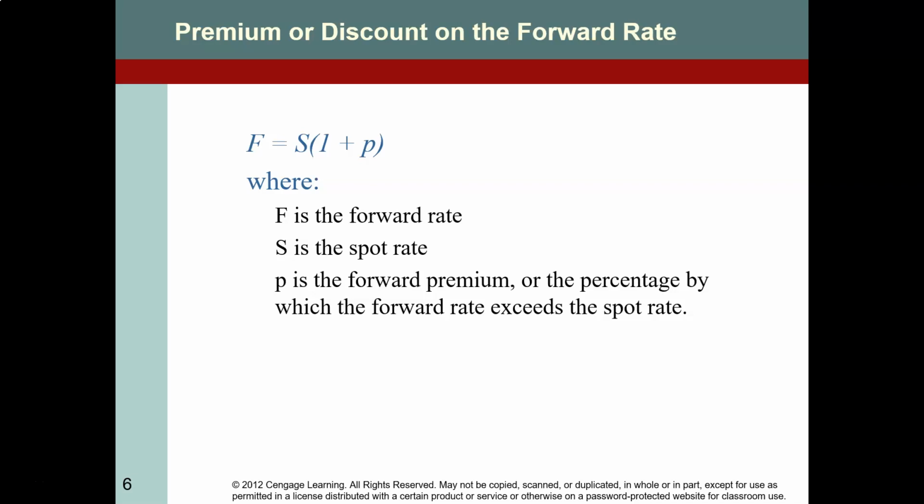Premium or discount on the forward rate. So we have an equation here saying F, the forward rate, equals S, the spot rate, multiplied by 1 plus P. P here is the forward premium, or the percentage by which the forward rate exceeds the spot rate. Okay, so we can use the spot rate multiplied by 1 plus forward premium to get the forward rate.